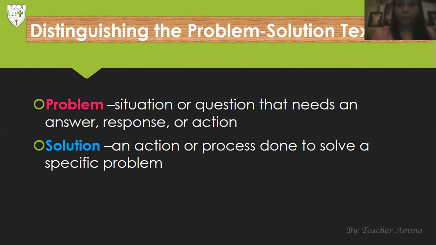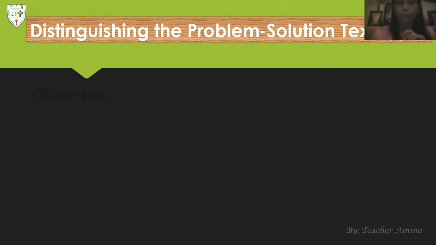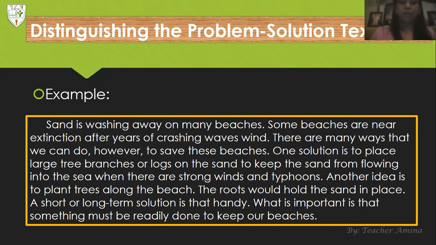A problem and solution text follows a pattern of text structure whereby information is expressed as a problem or dilemma in something, and what can be, should be, or was done to solve or remedy this problem. For example, I will just read this text and then we're going to identify the problem and the solution, okay?